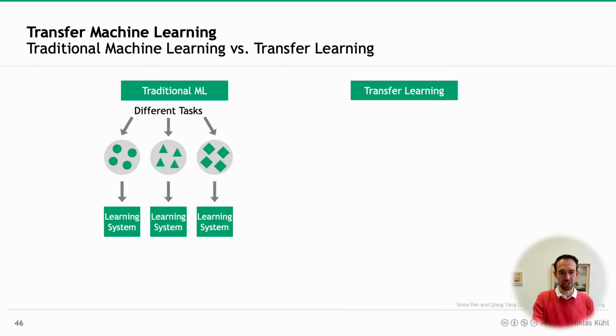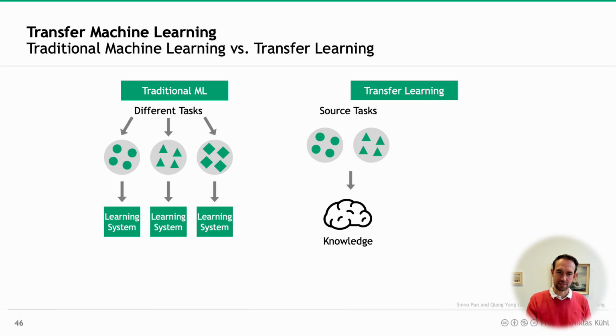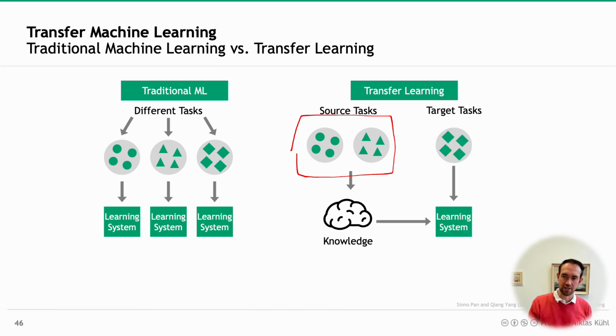So if we compare traditional machine learning, we would have a bunch of different tasks, and for each of these tasks, I don't know, predicting shapes over here, like circles, triangles, and rectangles, we would build our own learning system, our own model. Now with transfer learning, we're going to look at source tasks, for example, identifying circles and triangles. By doing that, we learn some knowledge, right, about, for example, the shape of these. Maybe there's something in learning here that is generalizable across this specific task. And then we adapt our learning system so that it can also fulfill the target.